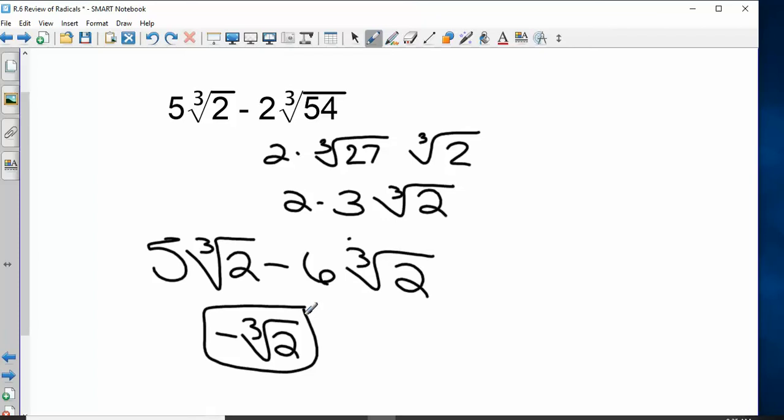I got lost. Okay. Do you understand how we got the 3 cube root of 2? Oh yeah, because 27 is a perfect cube, and we knew we needed cubes because of the cube root. Okay. Then there was a 2 already out here, so I had to multiply it with the 3 to give me the 6 out in front. And then I just carried down the rest of the problem.